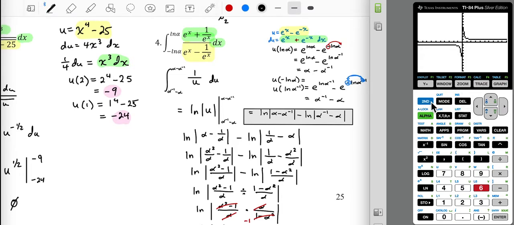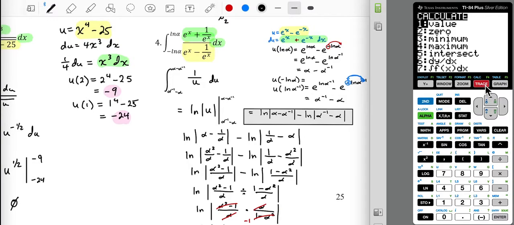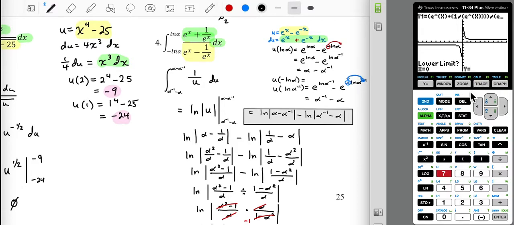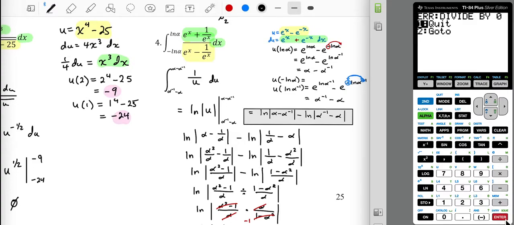So I'm going to go second trace, and option 7. The lower limit, I'm going to make it negative ln of 2. All right, it'll put the approximation in there, but it'll give me something anyway. The upper limit, ln of 2. So I'm letting alpha equal 2. It says error divide by 0, which I suppose makes sense because you're looking at an asymptote there at, well, where would it be, 0?